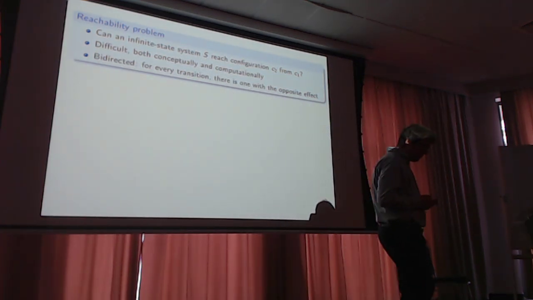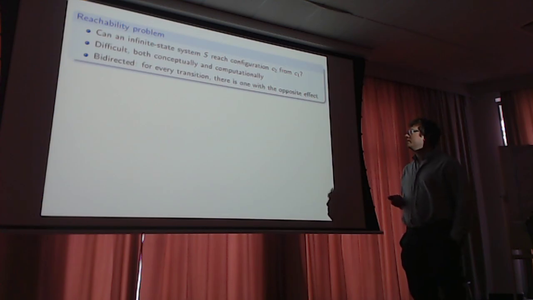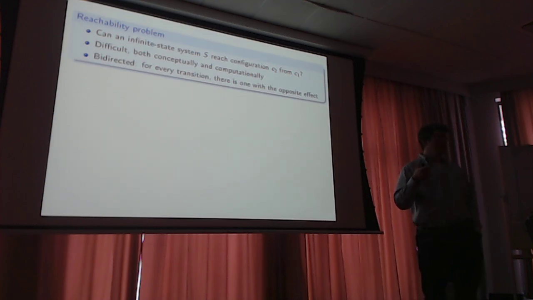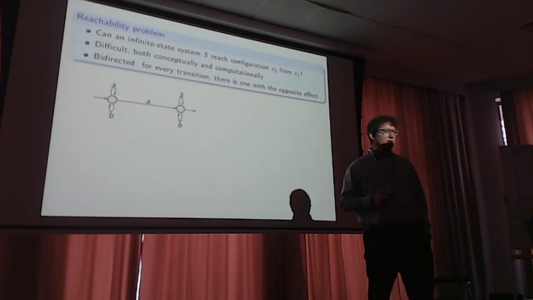And in recent years, we've been working on a restriction of general infinite state systems, namely bidirectedness, where essentially for every transition in the system that you have, you also have an opposite transition that goes in the opposite direction and has the opposite effect. So let's see a few types of systems where this makes sense.